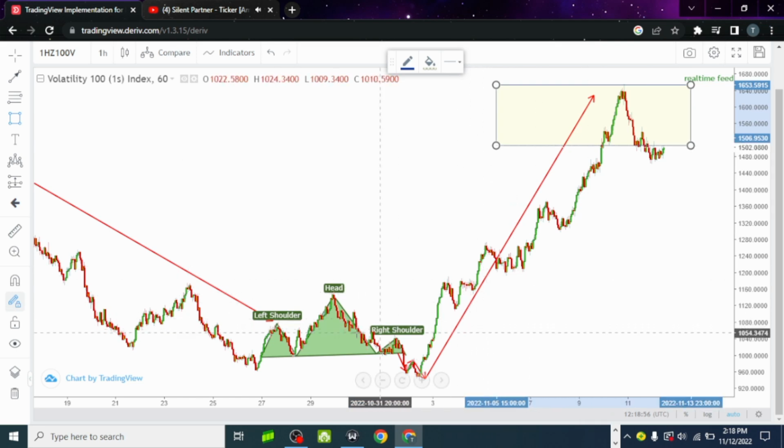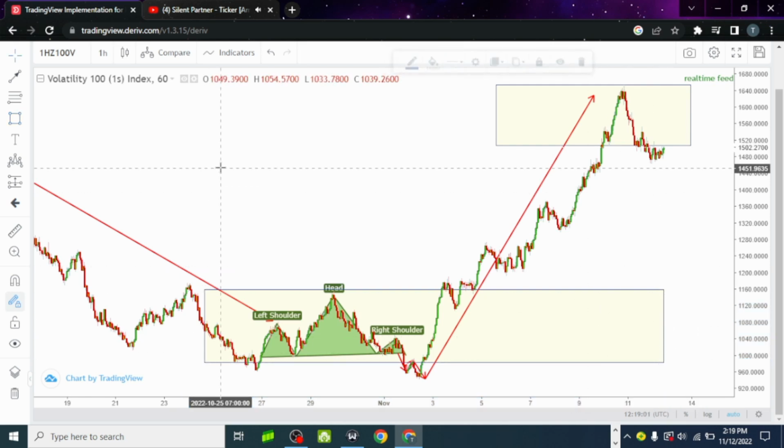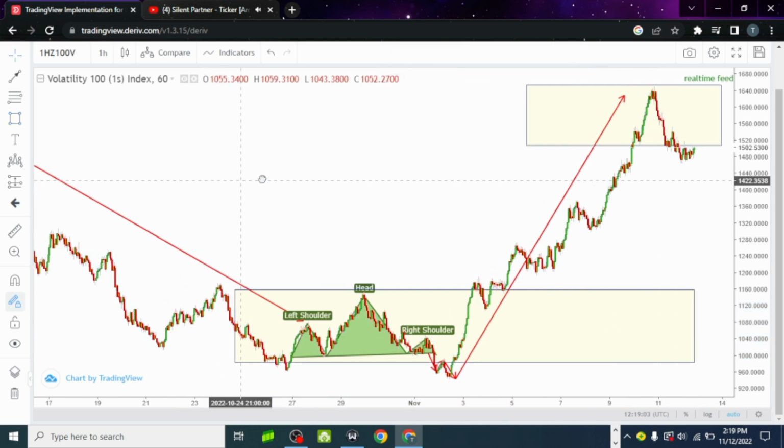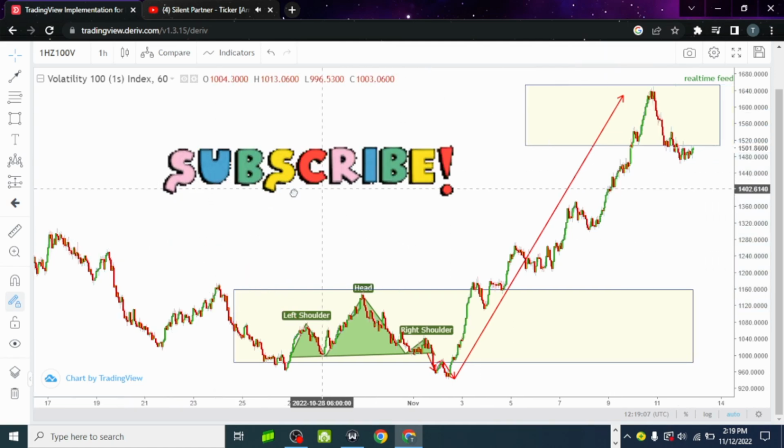And for anything that is going to form in this demand zone here, it should be an inverted head and shoulder pattern. And whenever we see a normal head and shoulder pattern forming in this demand zone here, we are not going to treat it as valid.